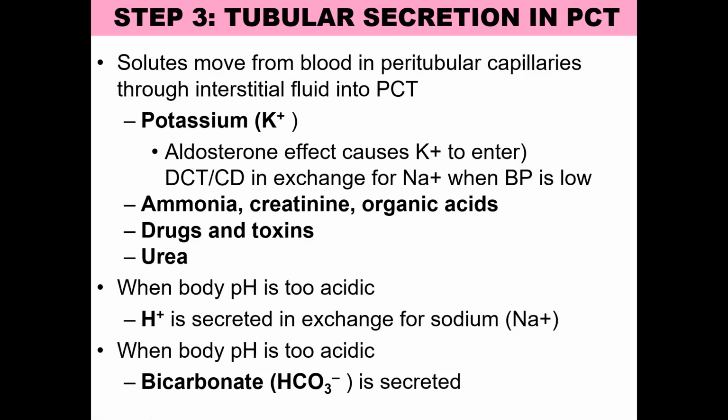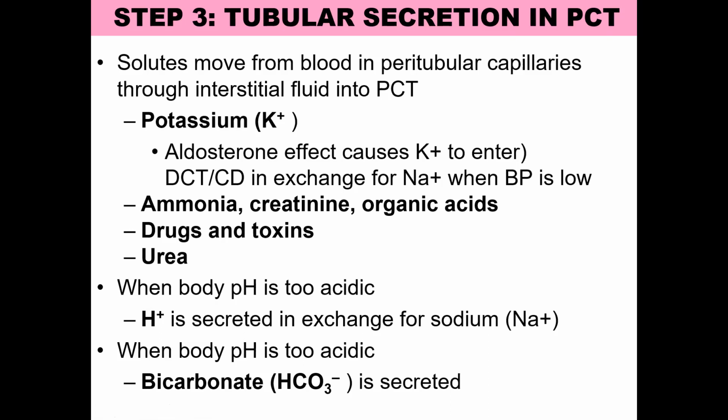In the proximal convoluted tubule, we'll see potassium moving as part of the aldosterone effect, where there's an exchange of sodium when blood pressure is low. We're also going to see ammonia, which is part of the nitrogen deamination product. Creatinine, same thing as a part of protein breakdown, and some organic acids, drugs, toxins, and urea.